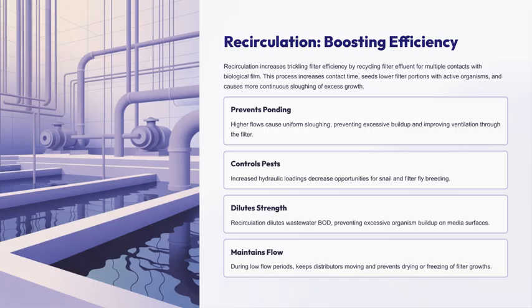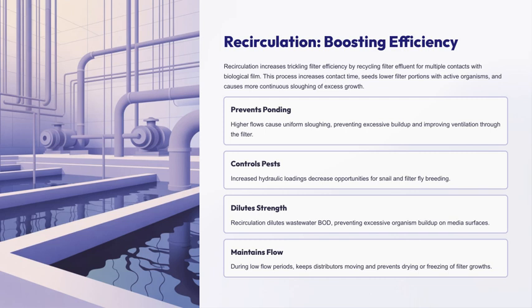Another key benefit is preventing ponding. When flows are higher, the system can handle the volume more evenly, causing uniform sloughing of excess biomass. This prevents excessive buildup of material, which could otherwise block airflow and reduce oxygen transfer. As a result, ventilation through the filter improves, supporting healthier biological activity.